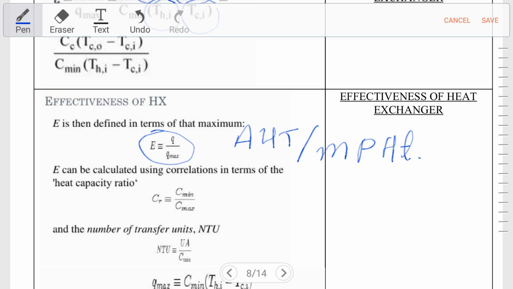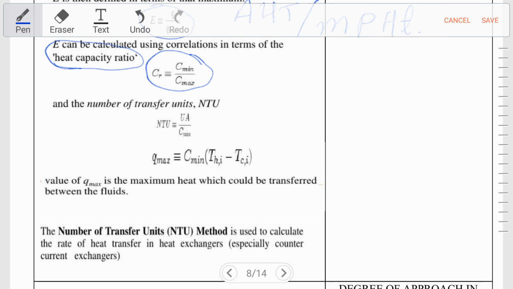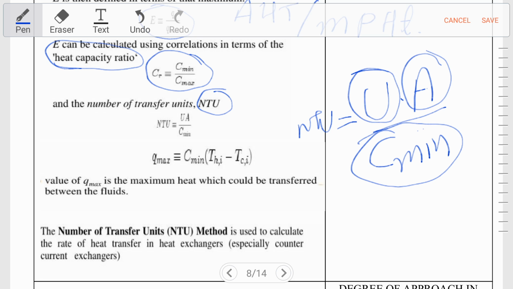Okay, over here we can see the heat capacity ratio, another important term. It is defined as the ratio of minimum specific heat to the maximum specific heat. Another important term is number of transfer units, and the equation is NTU equals U into A divided by minimum specific heat. Here U is the overall heat transfer coefficient, A is the area, and C means minimum specific heat.